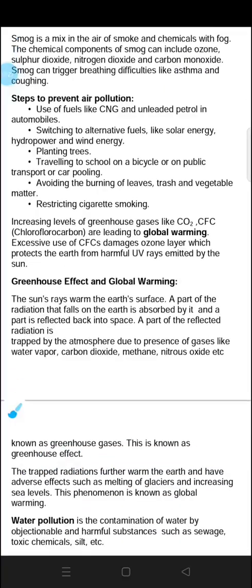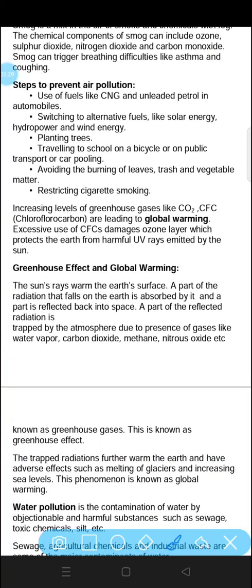Now, how could we prevent air pollution? The prevention is to use fuels like CNG and unleaded petrol in the automobiles. Unleaded petrol should be used in place of petrol which causes a lot of pollution, and we should use CNG in place of different fossil fuels. Switching to alternative energy like solar energy, hydropower and wind energy. Instead of fuels, we should use solar energy, hydropower and wind energy for different purposes.